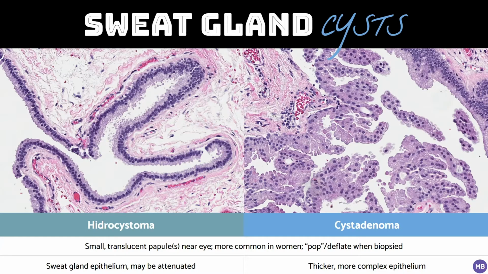A rare entity that can present as a cystic lesion is endocrine mucin-producing sweat gland carcinoma, which is a low-grade malignancy thought to be a precursor of primary mucinous adenocarcinoma of the skin. Unfortunately, I don't have an example of this to show, but if you'd like to learn more, I've included a link to a recent paper in the description.